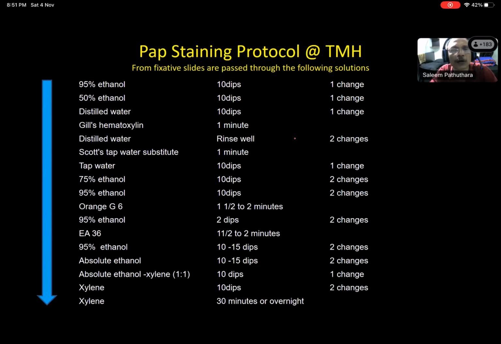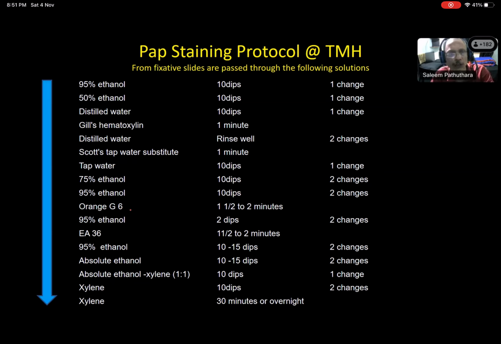Now coming to the staining protocol, this is the protocol. As you know, the smears are in the fixative, so they will go through descending grades of alcohol down to water, and then to hematoxylin, because hematoxylin is a water-based stain. We keep it in hematoxylin for 1 minute. Then the hematoxylin is washed off in water, 2 changes. Then we use the bluing agent, that is Scott's water substitute or lithium carbonate water, and it is kept for 1 minute. Then again we wash off the extra bluing agent. Then slowly we go through the ascending grades up to 95% alcohol, 10 dips each.